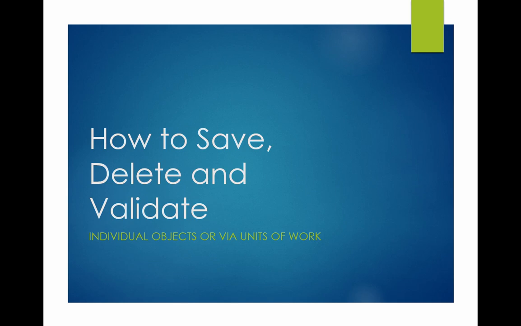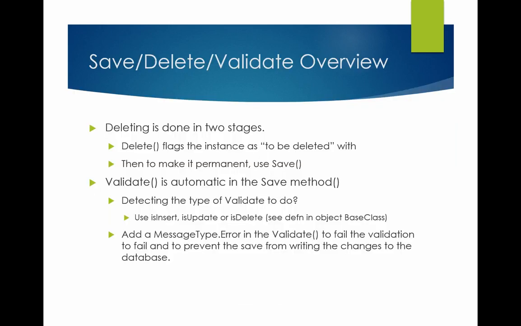So this is sort of the next major part. Now we've described how all the architecture works, so how do you actually make some of this stuff work? Deleting is done in two stages. You basically tell the system, I want to delete this instance, and to make it permanent, you say save. The validate is automatic in the save method.